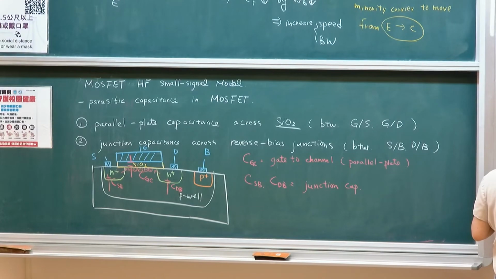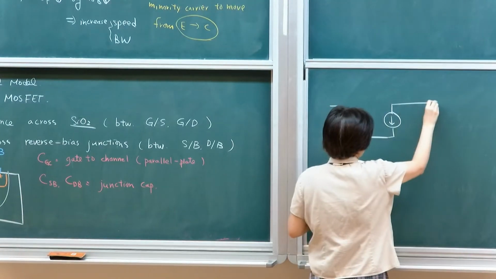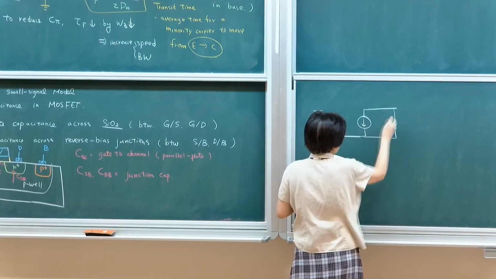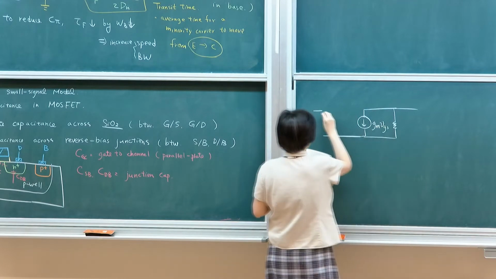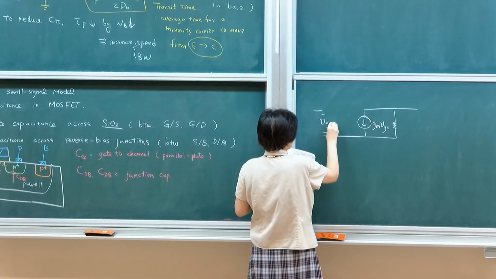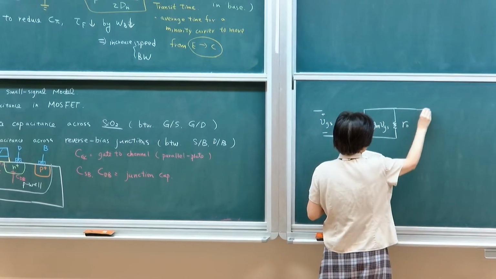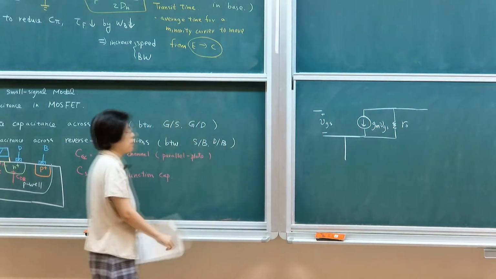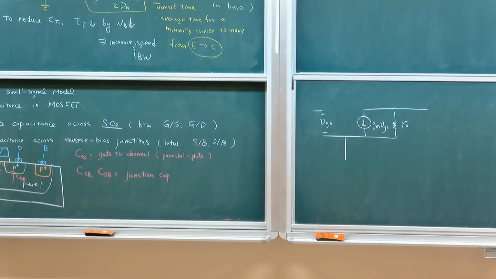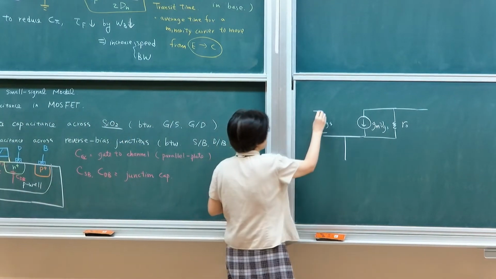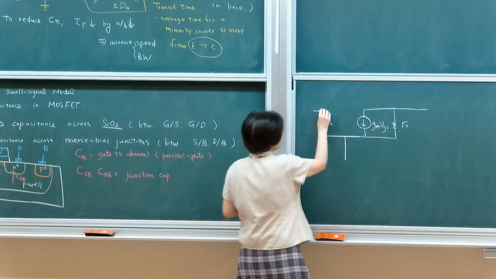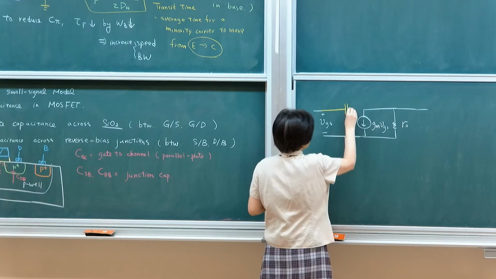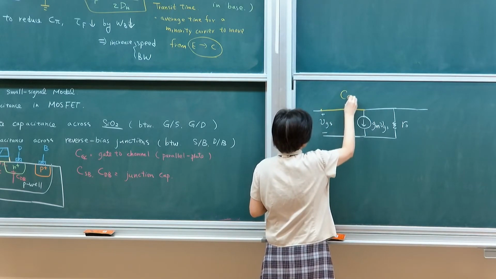So we start with our original low frequency version, which is gm VGS. This is gm VGS. And then I have rout to describe the channel length modulation effect. That's our original small signal model. And we need to add two components. One is between, let me use yellow, gate and drain. So this is CGD.